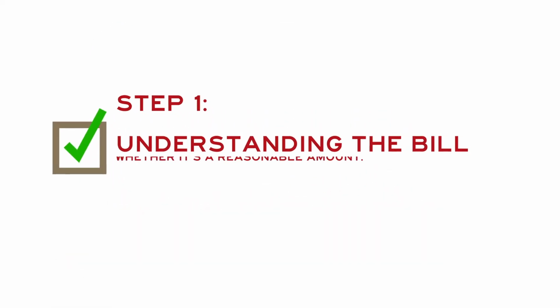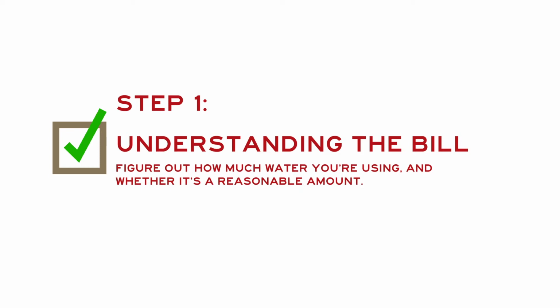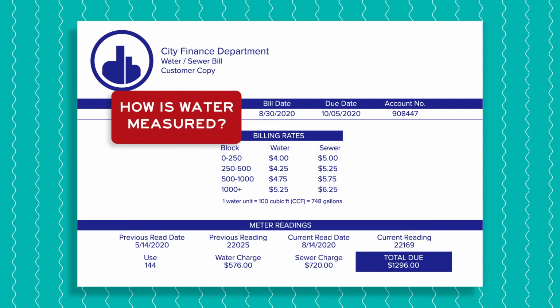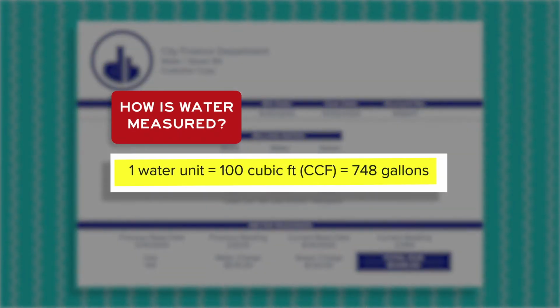Step 1. Figure out how much water you're using and whether it's a reasonable amount. You can do this by looking at your water and sewer bills. How is water measured? Water bills are usually measured in 100 cubic feet or in gallons. 100 cubic feet, or CCF, equals 748 gallons.